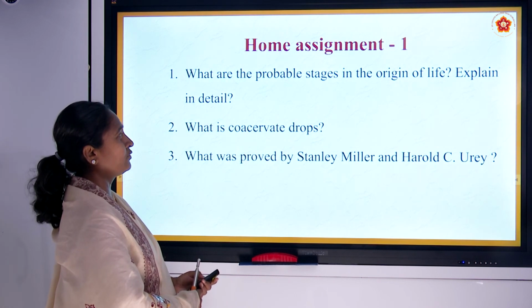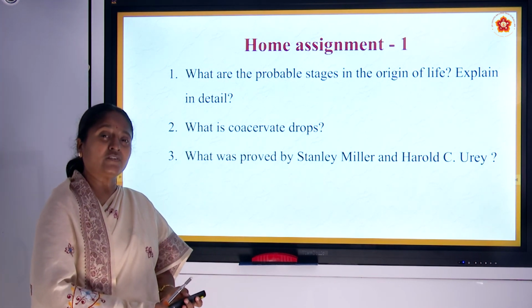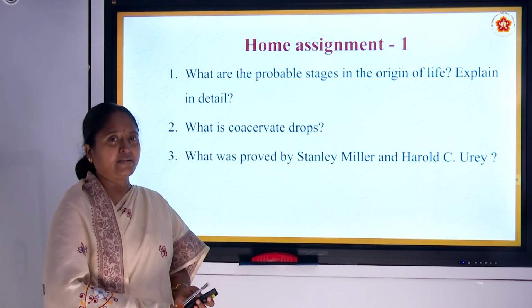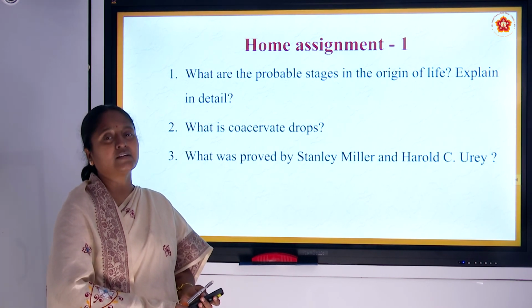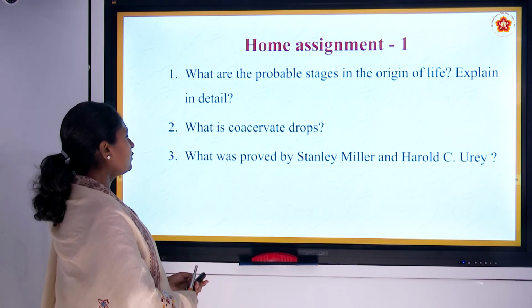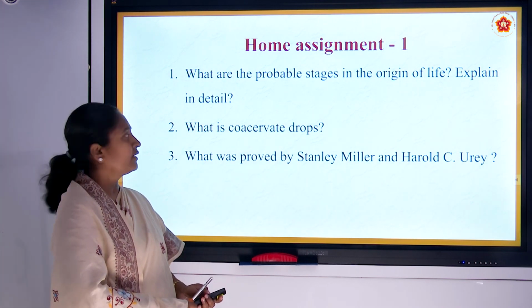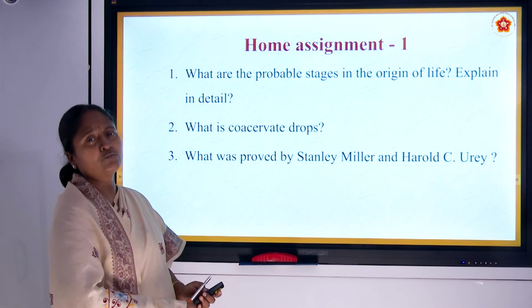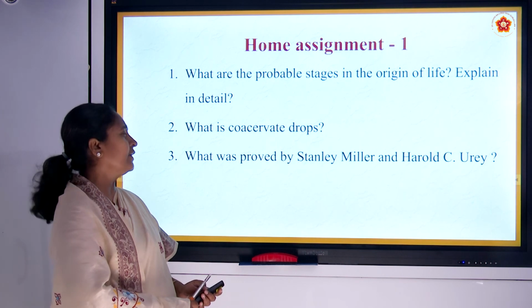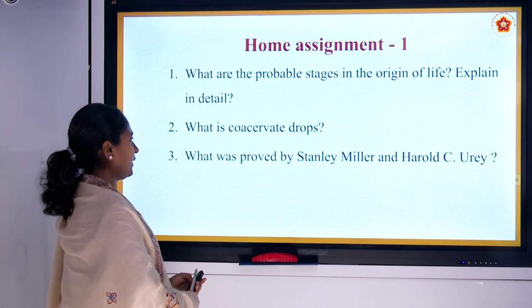If the answer is a little bigger and the mark given is also a little bigger, the expectation for that question is also a little bigger. You may have to draw the diagram as well. The next question is, what are coacervate drops? What is this? When are they formed, and what is the nature of them? All those things you have to explain.